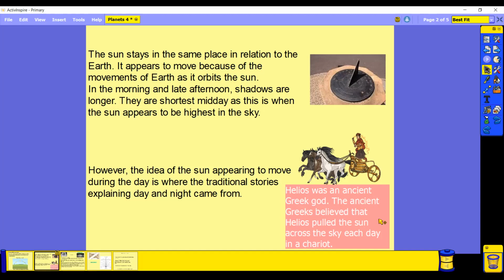So now we know that it's not true because we know that the sun actually stays in one place and the Earth orbits around the sun, and as it's orbiting around the sun, it's also rotating on its axis, which gives us night and day.